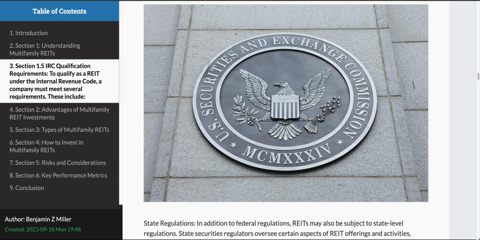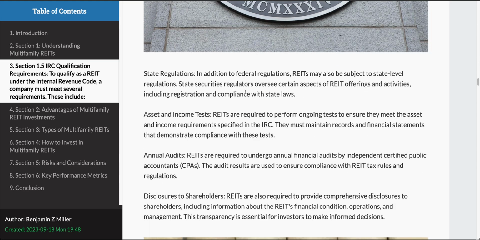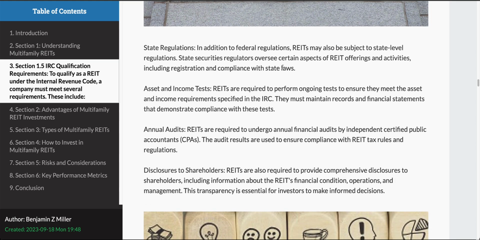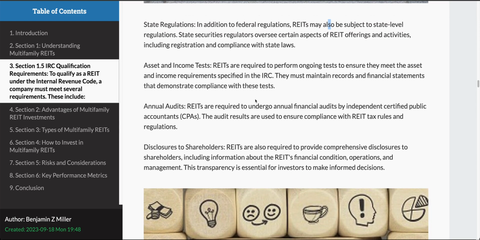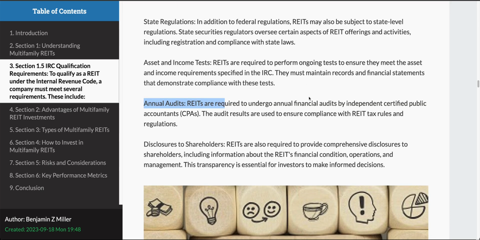So we're talking about federal regulations now, but there are also state regulations depending on where the REIT is registered. There can sometimes be state-level regulations that have different asset and income tests, and annual audits where an independent certified public accountant will do an audit.